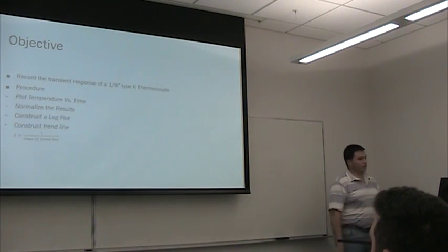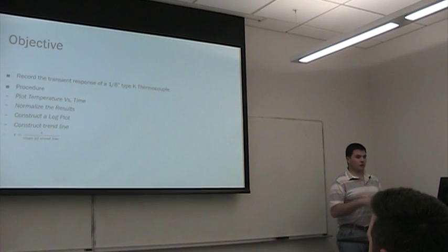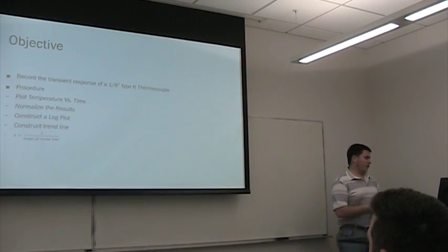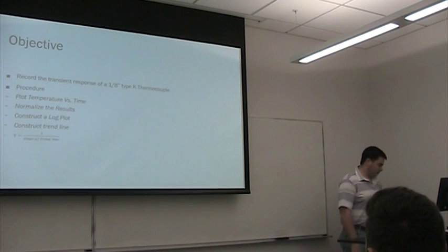Our objective is to find the transient response for a 1/8 inch diameter type K thermocouple. To do this, we're going to plot the temperature versus time. We're going to normalize the results, which should give us a maximum value of 1, between 1 and 0. Then we're going to construct a log plot of this data. Once we have this, we're going to estimate it using a linear trend line. If we find the slope of the linear trend line, we can take the inverse of it, and we should get our time constant for the thermocouple.